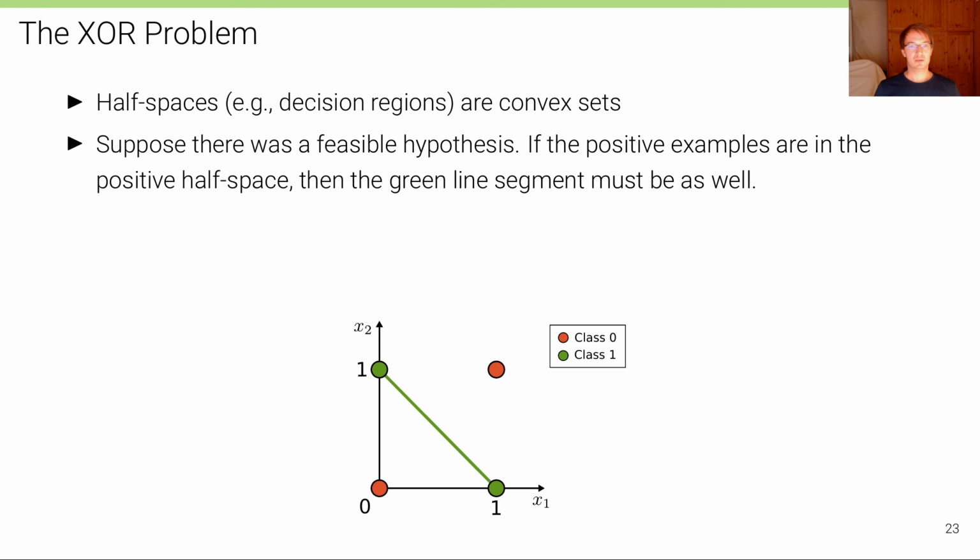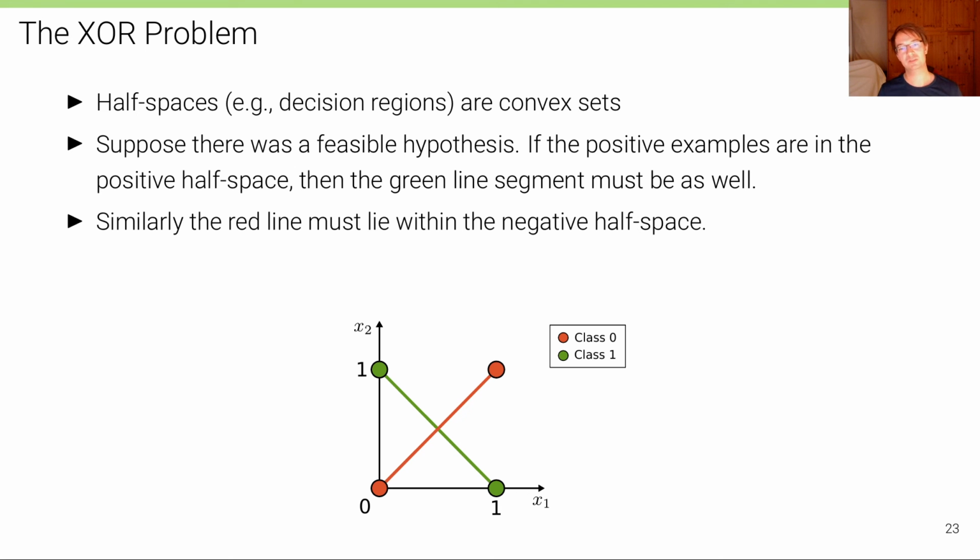Now suppose there was a feasible hypothesis. If the positive examples are in the positive half space, then all the points that are in between must be as well, by the definition of a convex set, because a half space is a convex set. So let's say we have these 2 points here of our original XOR example, then all the points in between must also be in the green half space that classifies for class 1. Similarly, the red line must lie entirely within the negative half space.